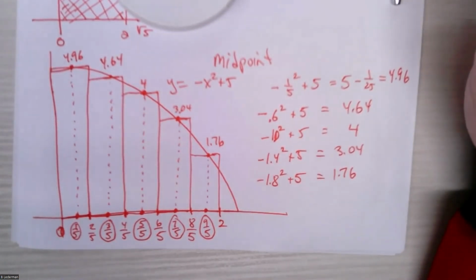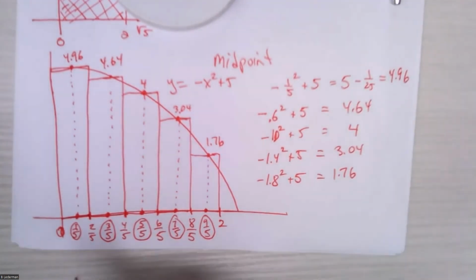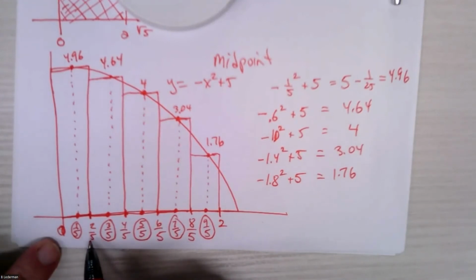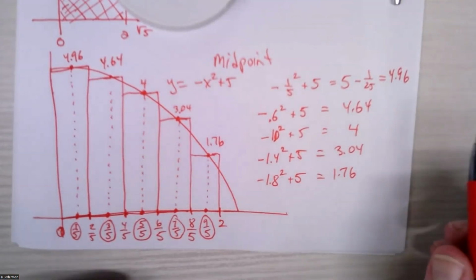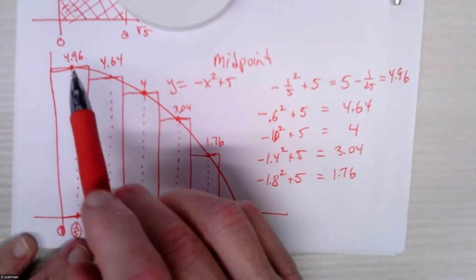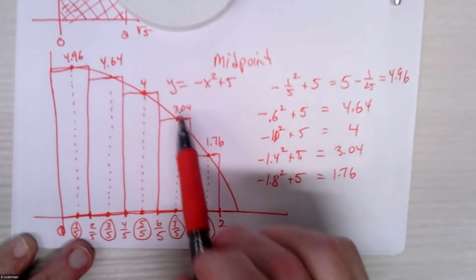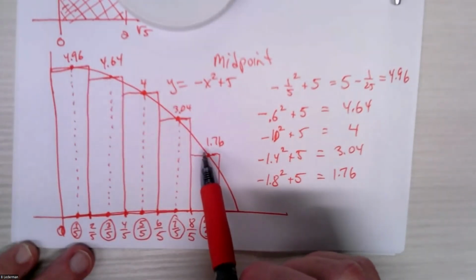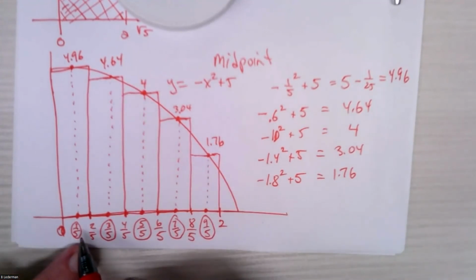But what is the width of each rectangle? Well, each rectangle is the same width. Each rectangle has a width of 2/5. All I got to do is add up these 5 numbers and multiply them all by 2/5.